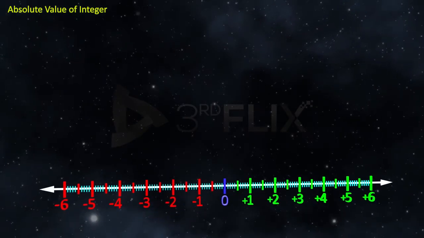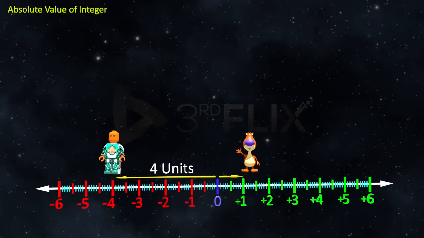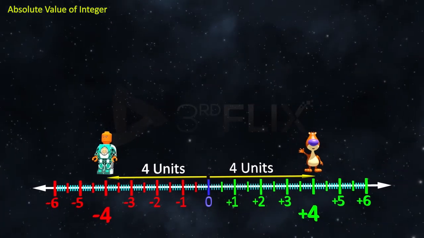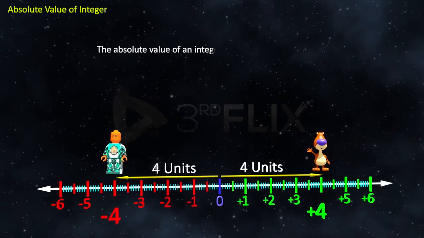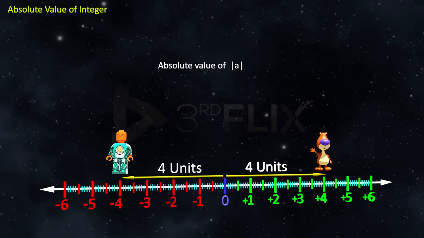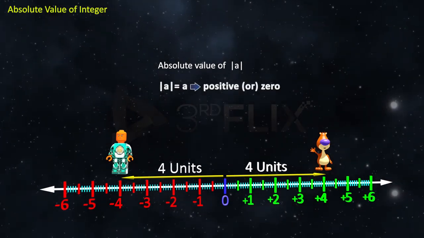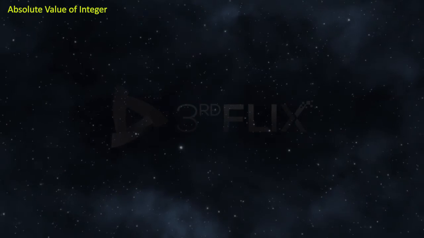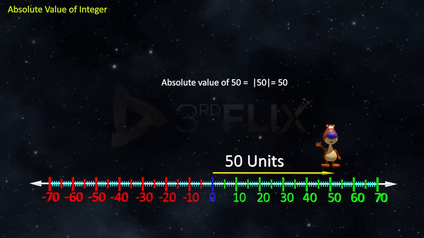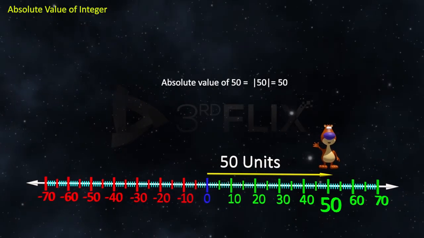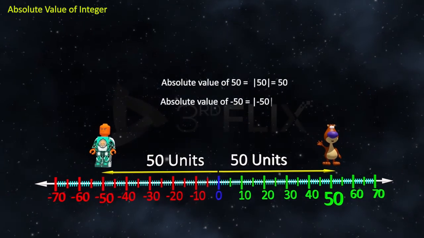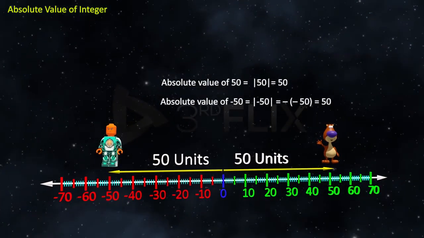Absolute value of an integer. The absolute value of an integer is the numerical value of the integer, regardless of its sign. Thus, the absolute value of an integer is always non-negative. The absolute value of a is defined by mod a equals a, if a is positive or 0. Example: absolute value of 50 equals mod of 50 equals 50. Absolute value of -50 equals mod of -50 equals minus of -50 equals 50.